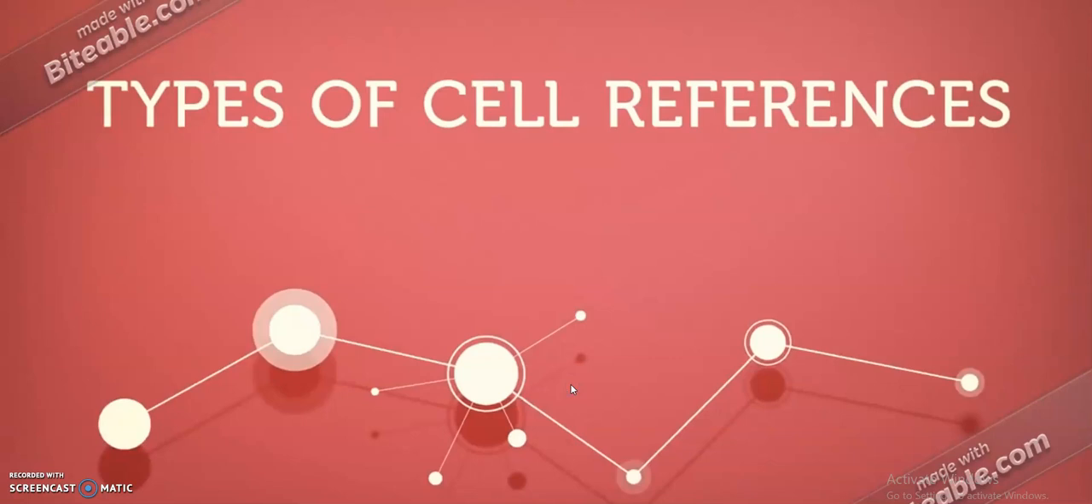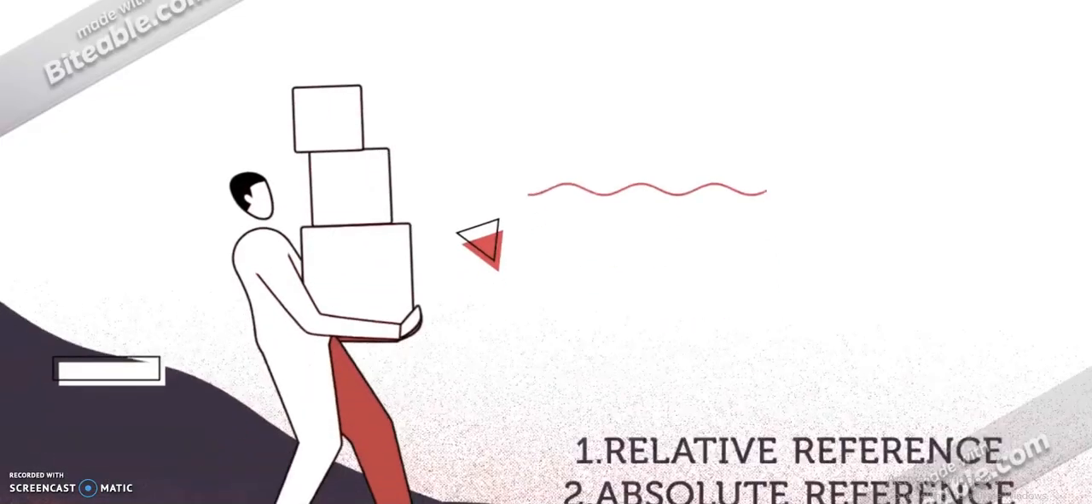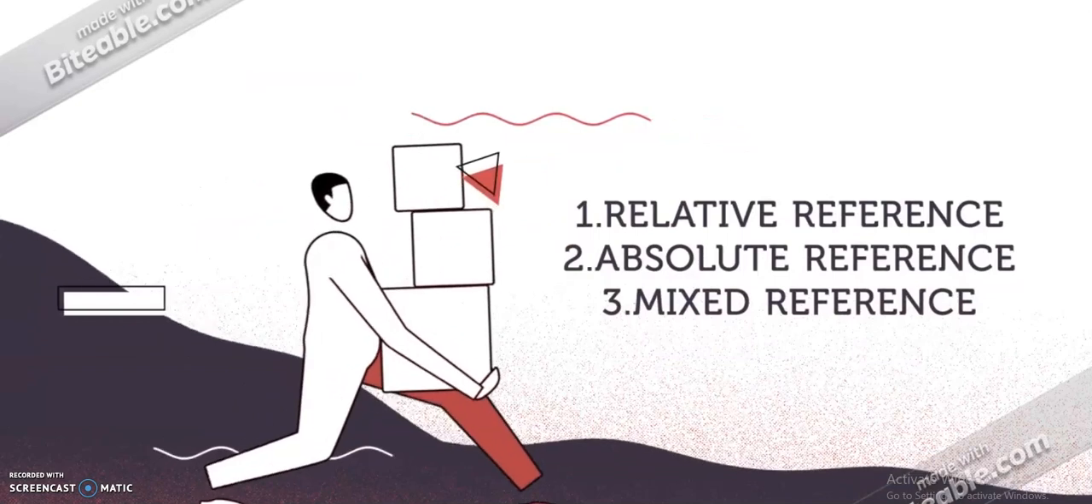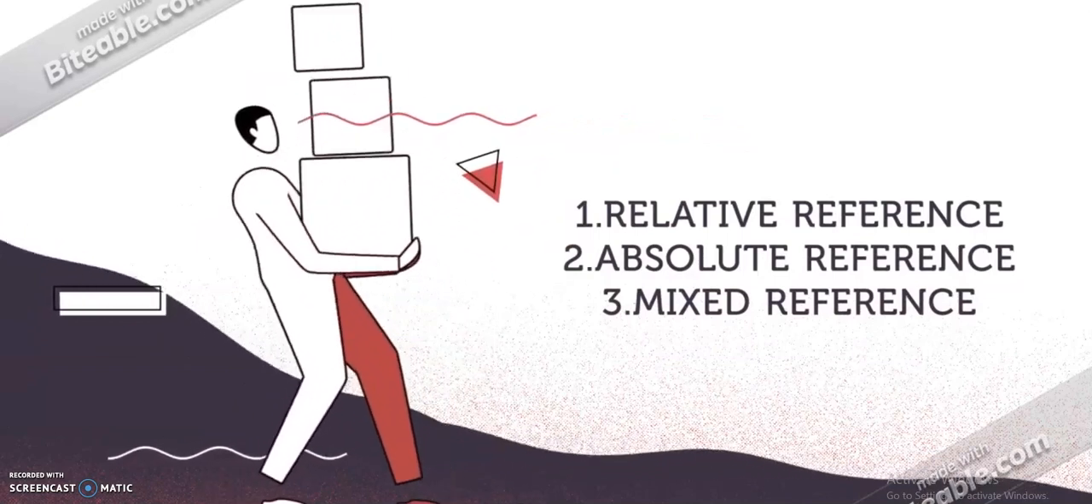The cell address in the formula is known as cell reference. For example, A1, B6, etc., where A denotes the column name and 1 denotes the row name. With references, you can use the data from different parts of the worksheet. There are three types of cell references, that are relative reference, absolute reference, and mixed reference.